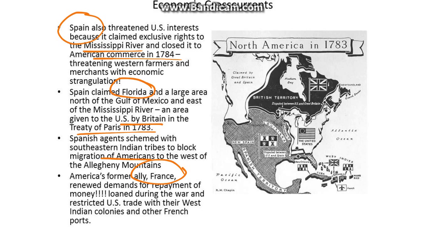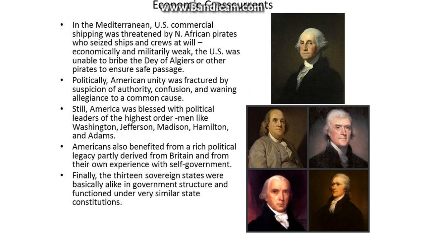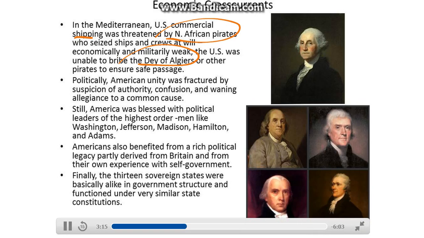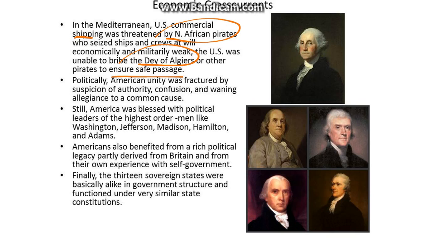America's former ally, France, renewed demands for repayment of money loaned during the war and restricted U.S. trade with their French Indian colonies and other French ports. In the Mediterranean, U.S. commercial shipping was threatened by North African pirates who seized ships and crews at will. Economically and militarily weak, the U.S. was unable to bribe the Dey of Algiers or other pirates to ensure safe passage for their ships.